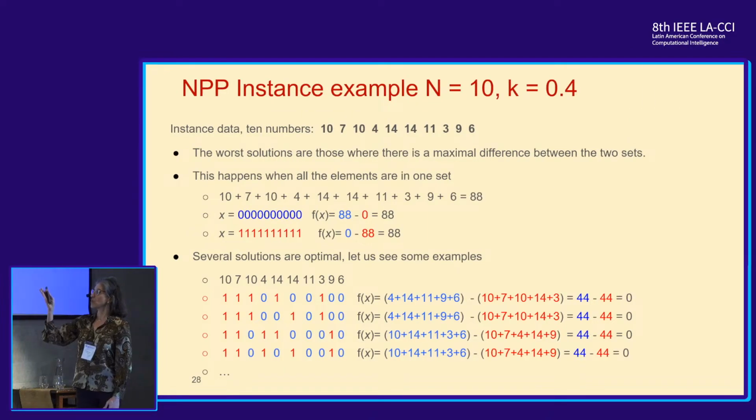Just to instantiate an instance of this number partitioning problem, we have a set of numbers, and the worst solutions are those where there is a maximal difference between the two sets. So there is a 1 if a number belongs to one set and 0 to the other. You can see that there is some symmetry in this problem. The solution of all zeros will have fitness 88, and the solution of all ones as well. Meaning all the numbers are in the first set, so you give all the bills to one person. So there is a symmetry. This is the worst solution, but there are also several solutions that can be optimal. You can find several partitions that produce the same sum in the two sets, so the minimum is 0.